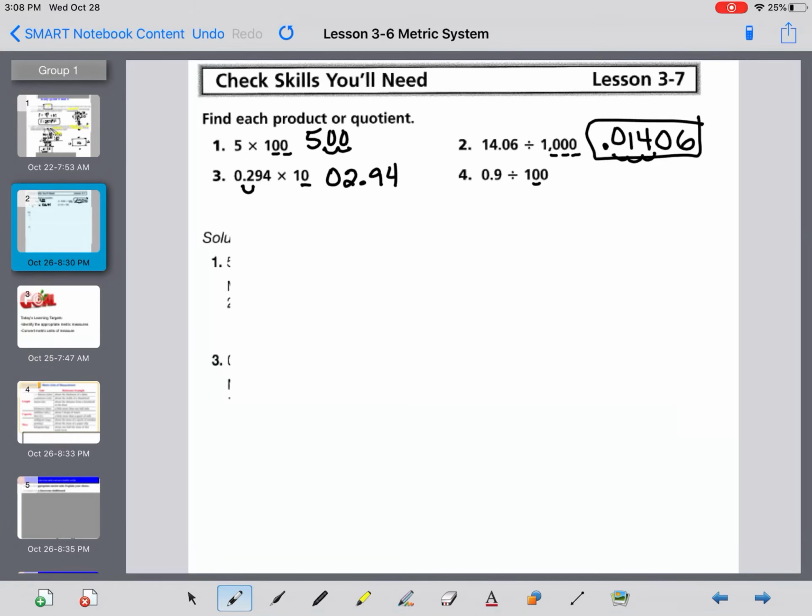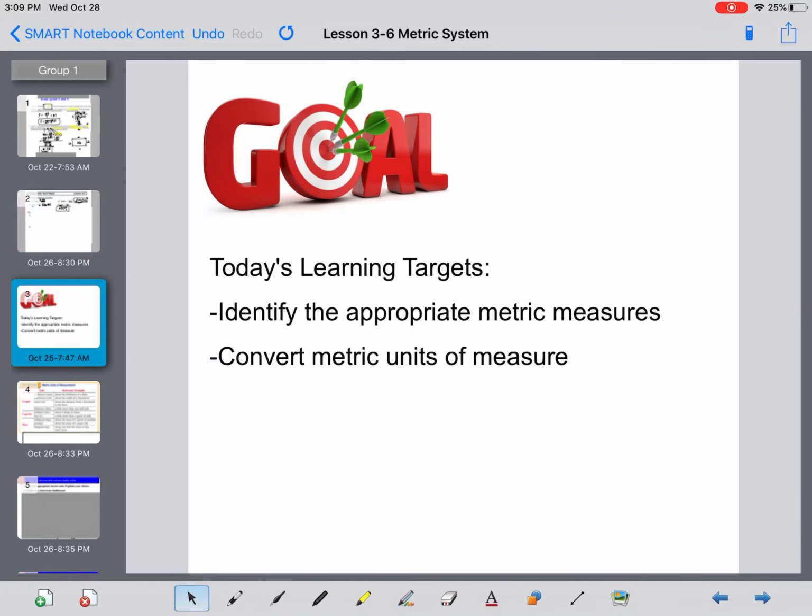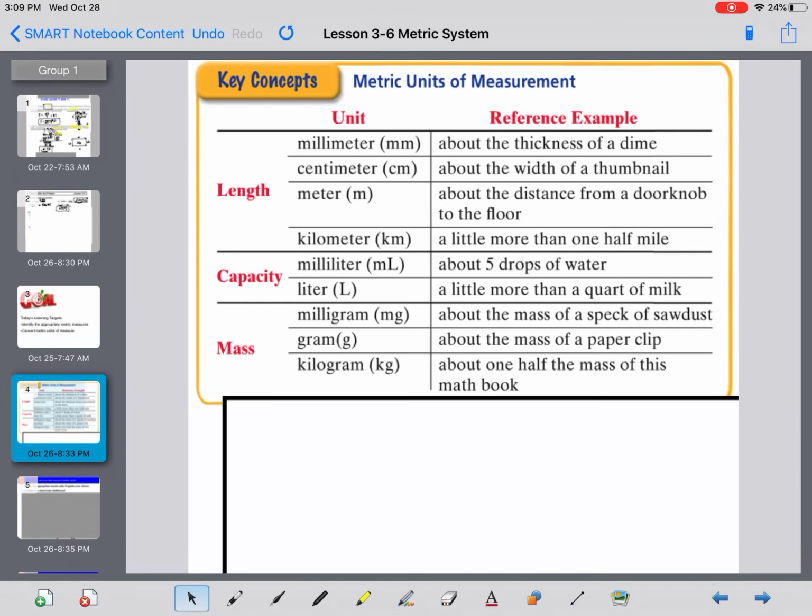The next problem, 9/10 divided by 100. I'm dividing, so the decimal goes to the left, and there are 2 zeros, so 2 places. 9 thousandths is my answer. So today, though, we're going to use both of those skills in order to convert metric units, and we're going to also talk about identifying what an appropriate unit of metric measurement would be given a different scenario.